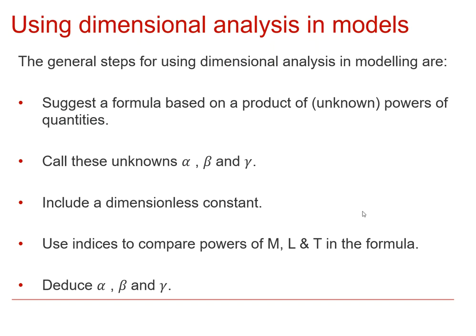We should include a constant because we don't know the overall size of the thing. We just think that knowing it at one particular point will then allow us to work it out for any other values of the quantities that we have. So we need some constant to deal with that issue. And then the clever bit is to compare the powers of the various dimensions on both sides of the formula. So as long as we know the dimensions of the thing that we want the formula to tell us, then we'll be able to work out what the values of alpha, beta, and gamma are.